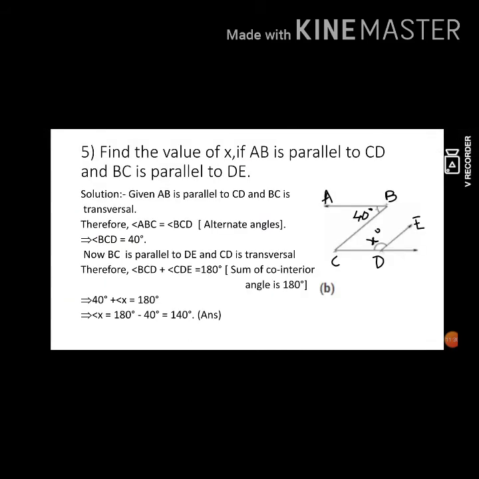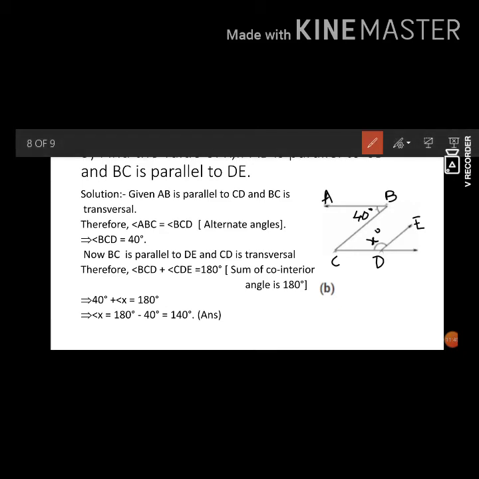Next, the last question is to find the value of x if AB is parallel to CD and BC is parallel to DE. So it is given AB is parallel to CD. When AB is parallel to CD and BC is the transversal, we can say angle B and angle C are alternate angles. So angle BCD is equal to 40 degrees.